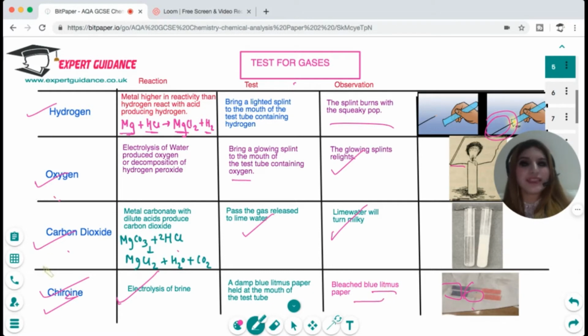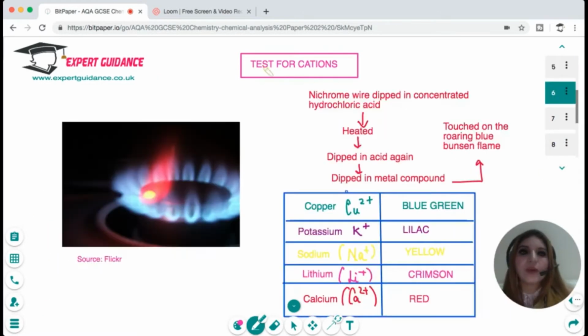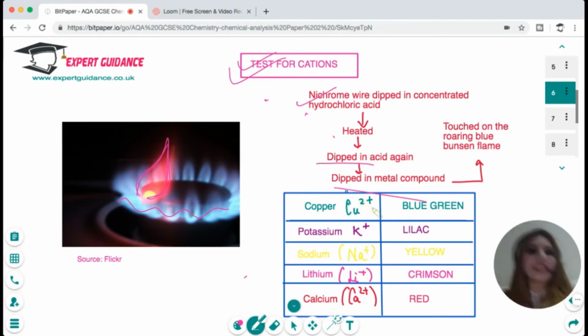Now, you should know the tests for all these gases and where these gases are produced. Now, we need to know what the tests are for cations, that is, the metal ions. The first test that we do for any cation is the flame test. So, we take a nichrome wire and dip it in concentrated hydrochloric acid and heat it. We then again dip it in acid and then dip it in a metal compound, and then we touch it on a roaring blue flame of the Bunsen burner, and we see, can you see there's a red color flame coming up? The color of the flame is characteristic of a metal.